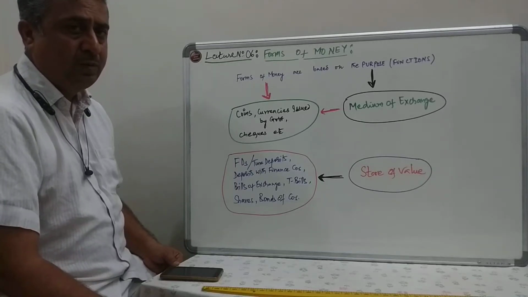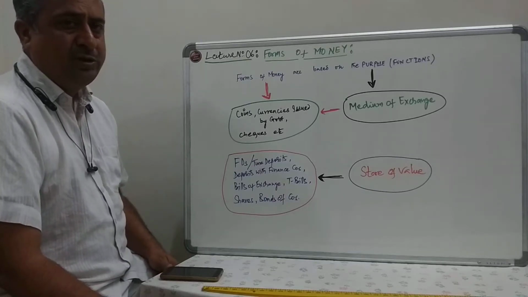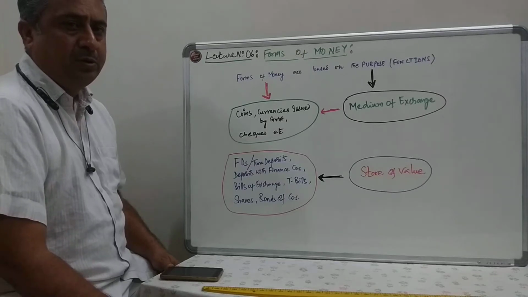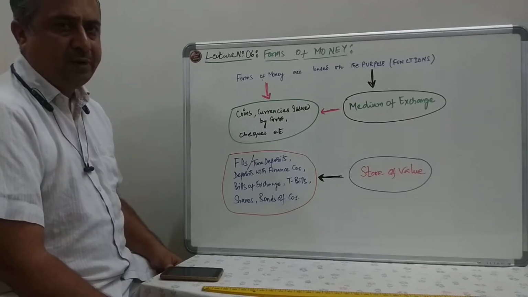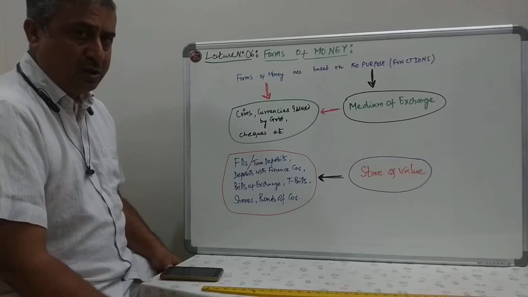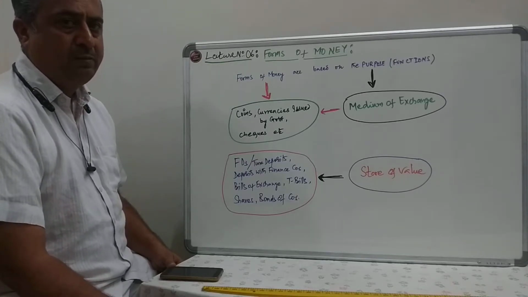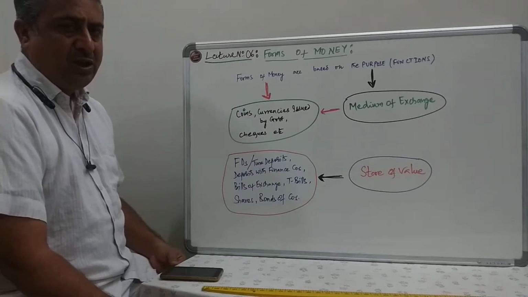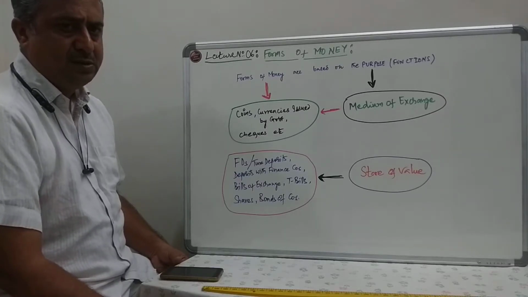Today we are talking about forms of money. What are different forms of money? 90% of our thought goes towards coins and currencies as the only forms of money, due to which we are ignorant about different forms of money. Why is it so? Because whatever is exchanged is exchanged via coins and currencies.